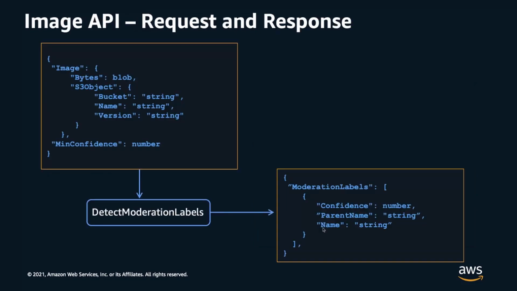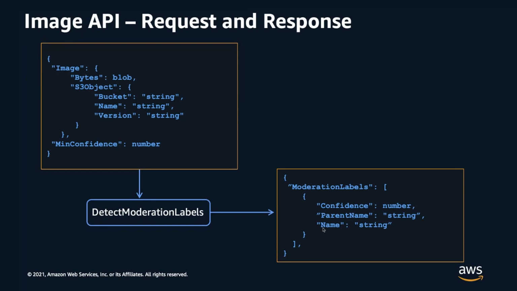Let us now look at how the actual API request and response look. We'll start with how the image API works. The image API takes in an input which could either be an S3 object, or just raw bytes. You can send that directly without storing the image in S3. You can also specify a minimum filtering confidence. For example, if you say the minimum confidence is 70, all the results that we return will have confidence of 70 or above.